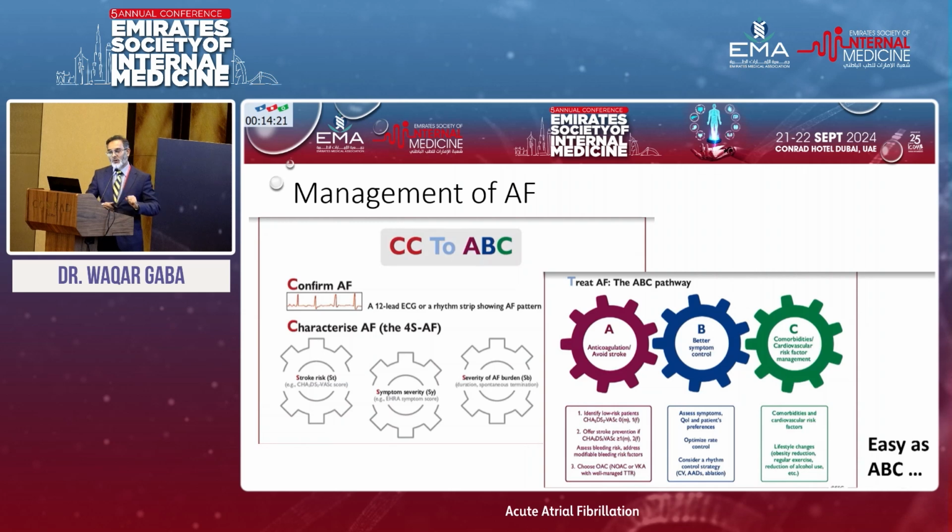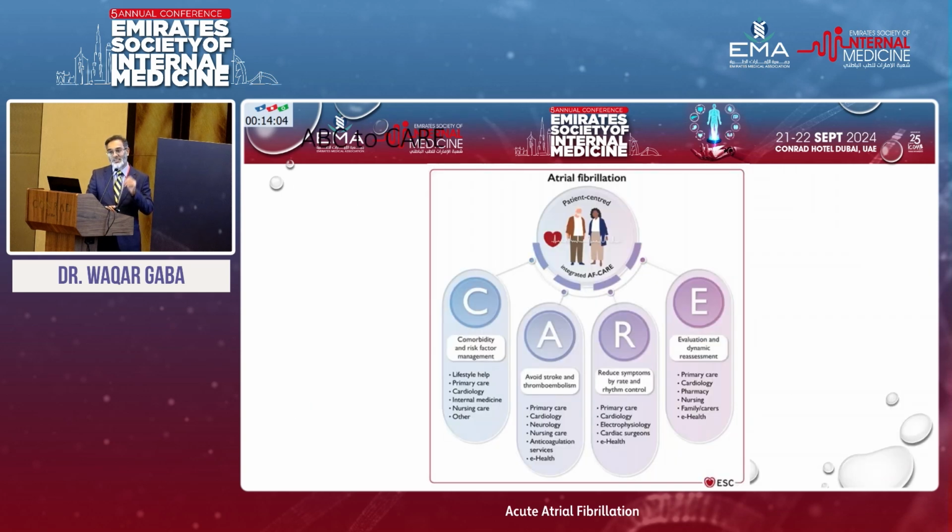So this is what I was talking about. We started with CC, which used to be confirmed AF and characterized AF. They then moved in the last guidelines to ABC to make it more simple. But then they have now realized that actually the most important thing is CARE, it's comorbidities and risk factor. It's just the other way around. So they're just playing musical chairs, moving from one to the other. But mainly it tells you that now we are talking more about comorbidities and risk factor management, and then talking about avoiding stroke, reducing symptoms, and evaluation again.